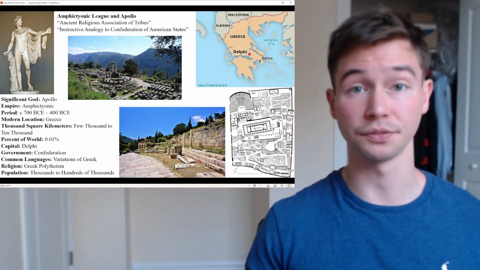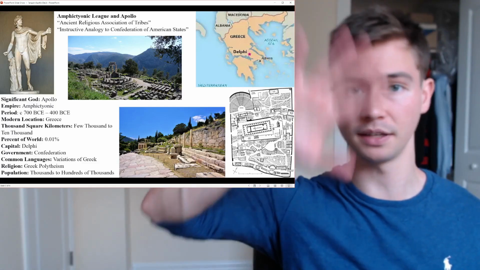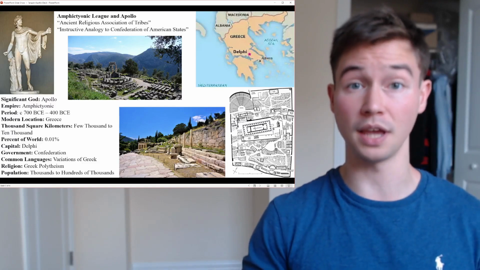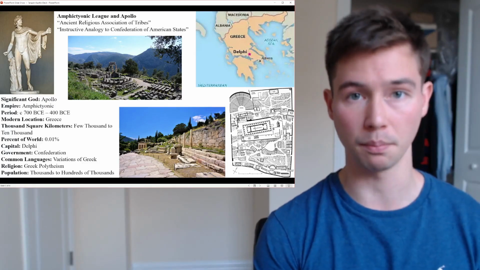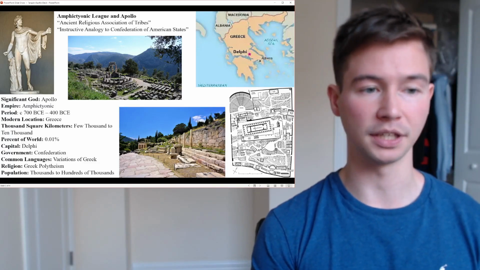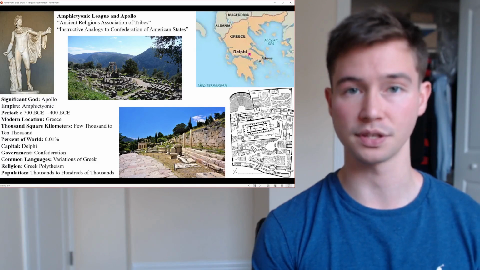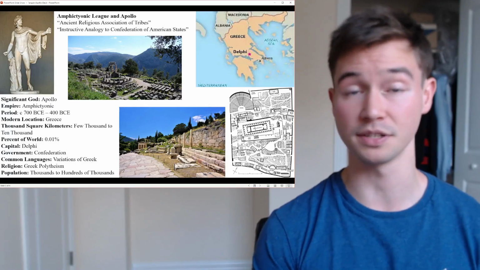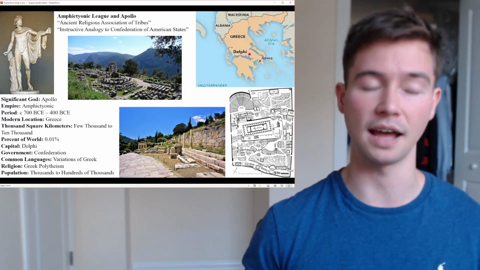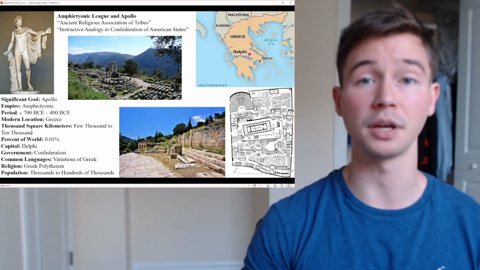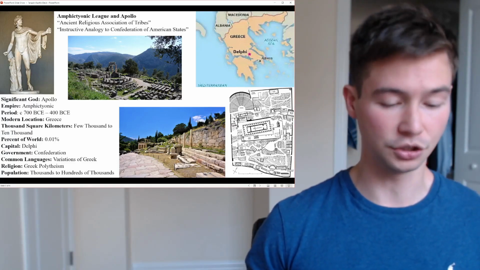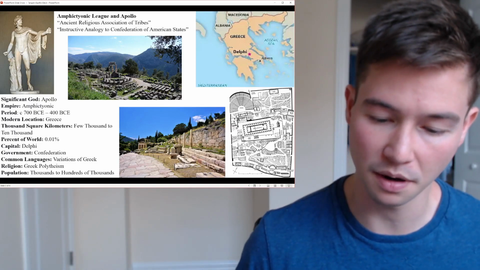Common languages, variations of Greek, because there are many different dialects across many different city-states or tribes that were loyal to the Amphictyonic League and the Temple of Delphi or Apollo. Religion, Greek polytheism. Population, thousands to hundreds of thousands. I would think there would be at least 1,000 people, not necessarily employees, pardon me, but priestesses and priests at the Temple of Apollo, but there would be hundreds of thousands that were loyal to the Temple of Delphi.